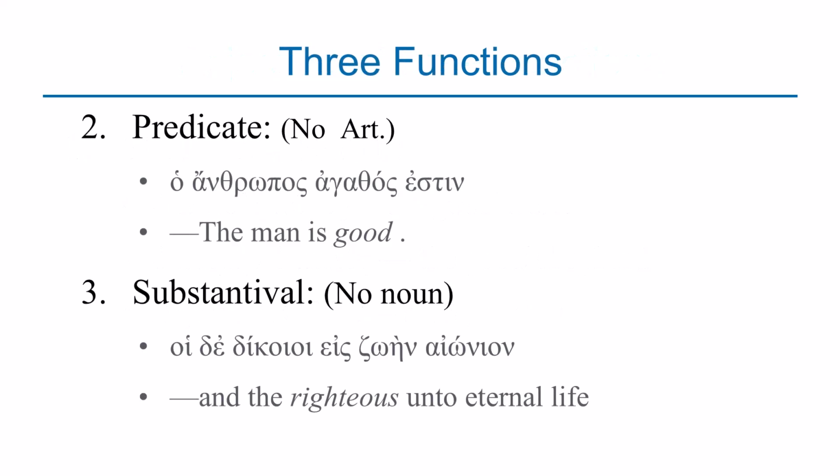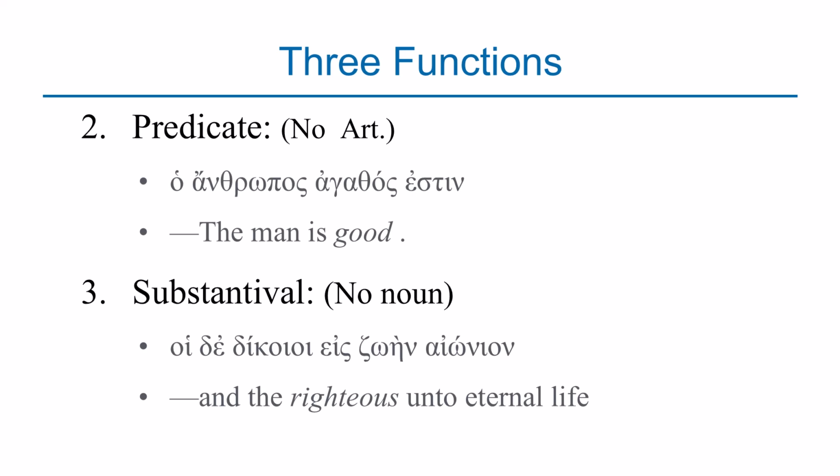The other function we looked at is the predicate, where the adjective is modifying the subject in the sentence. And the key to knowing the adjective in the predicate function is this: the adjective is not going to have the definite article, so you have no article in the predicate. But in the attributive, you have the article. In the predicate, you have no article.